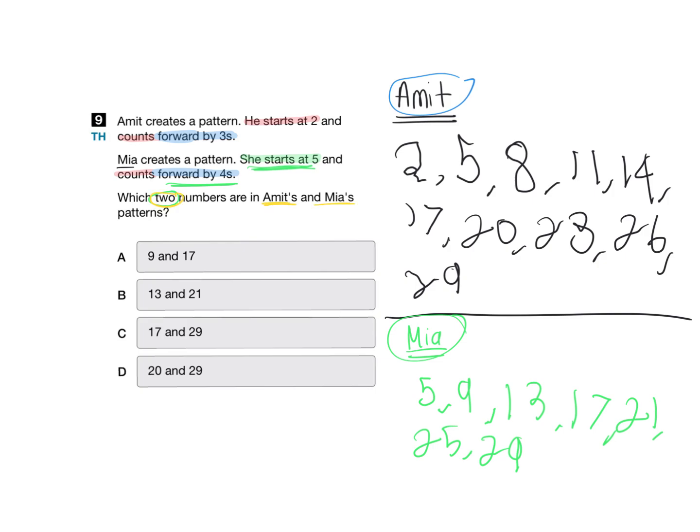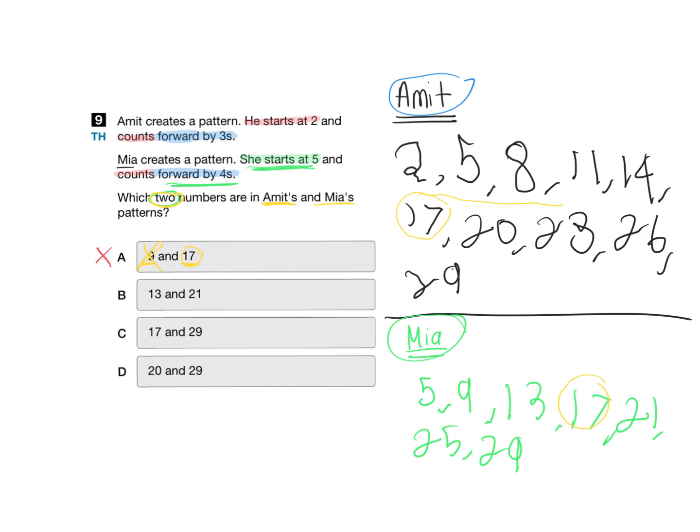So let's look at the first option. It says that both their patterns have the number 9 and the number 17. So let's look at Amit. Does he have the number 9 in his pattern? No. Nope. So it can't be that answer. Okay. Do they both have the number 17 in their pattern? Yeah. Amit has 17 and Mia has 17, but they both don't have number 9. So this cannot be the correct answer.